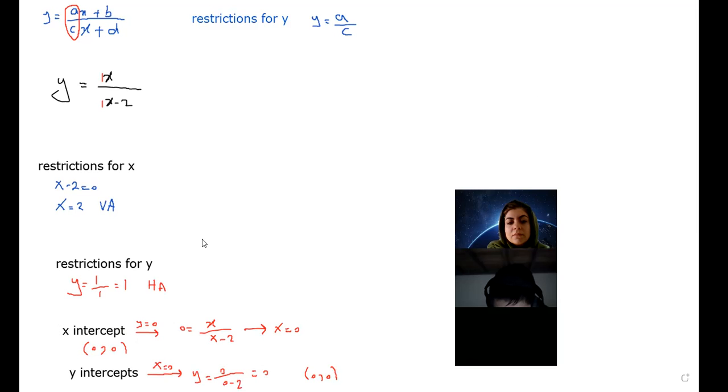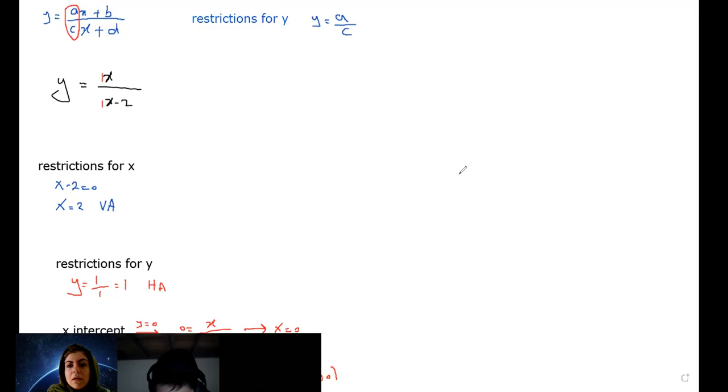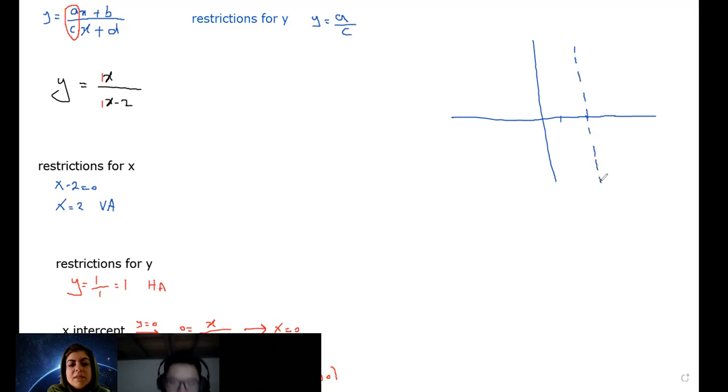So here, this is my graph. My vertical asymptote is x equal to 2. My horizontal asymptote is y equal to 1. Make sure you show me your dotted lines for y equal to 1, and here x equal to 2. And you have a point 0, 0 there.